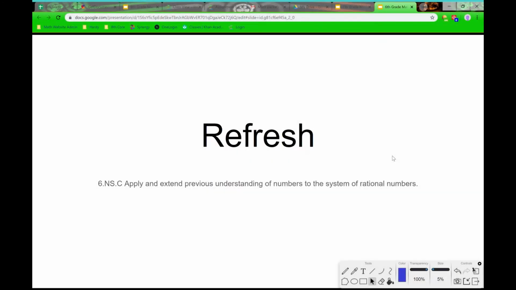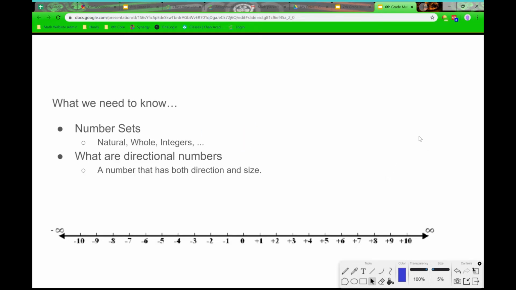The first item we're going to do is refresh on the number systems of rational numbers. That sounds like a lot of information, but really it's quite simple. You've been learning number systems since you were in kindergarten. Number systems refers to sets of numbers. We start out in kindergarten with 1, 2, 3, 4, 5. We call these the natural or counting numbers.